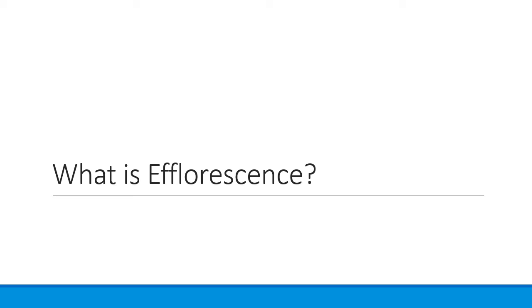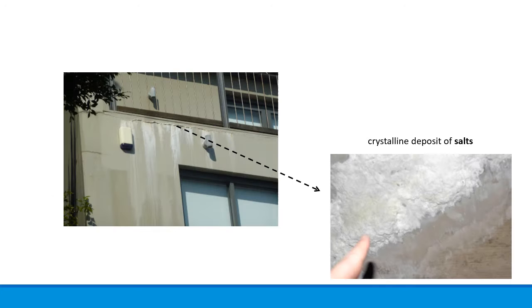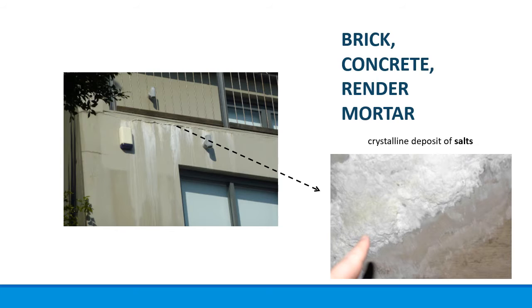In this video, I will explain what efflorescence is and how to avoid it in architectural buildings. Efflorescence is a white crystalline deposit of salts that can form when water is present in or on masonry, such as block, concrete, render, or mortar, that can leach out from within the substrate when the moisture migrates through it.